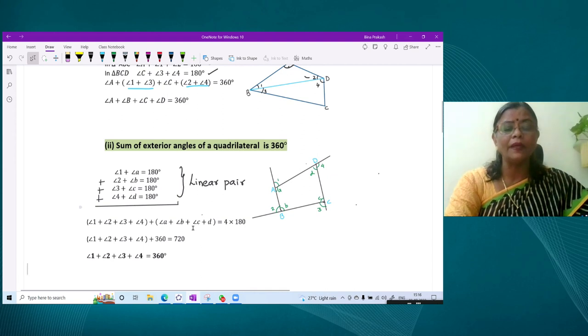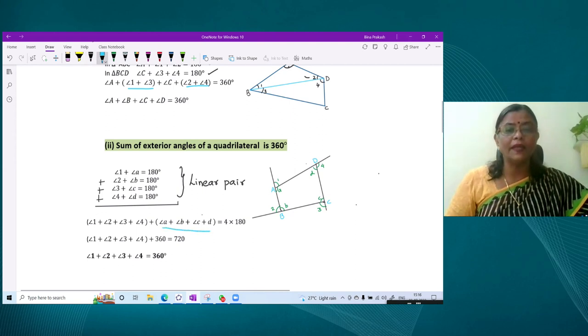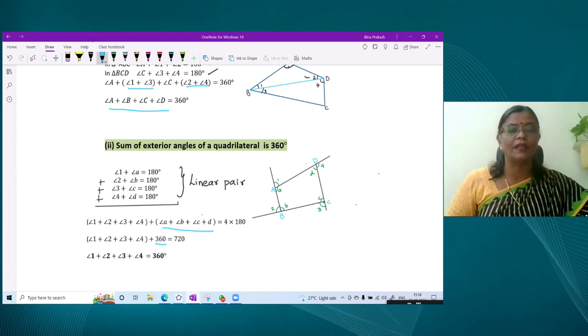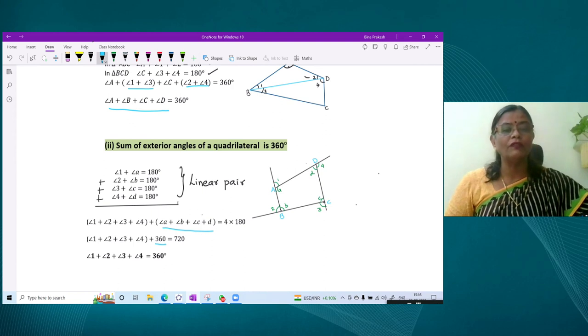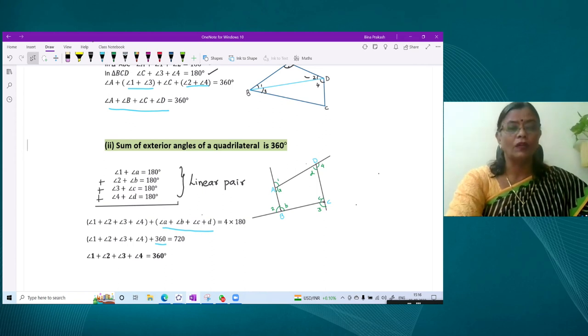Now here you see, in place of A plus B plus C plus D, what have I written? Here 360 degrees. Why is it 360? Because isn't it this result that we have used here, that the sum of the interior angles of a quadrilateral is 360 degrees. I have written its value. So what will you get as the sum of 1, 2, 3, 4 together? They come out to be 360 degrees. So this is another piece of information that we have in a quadrilateral.